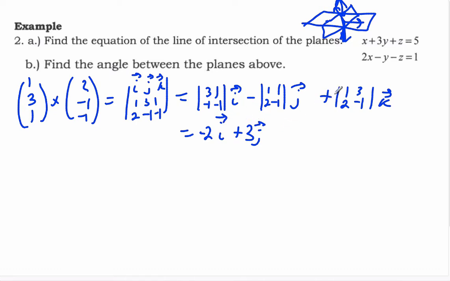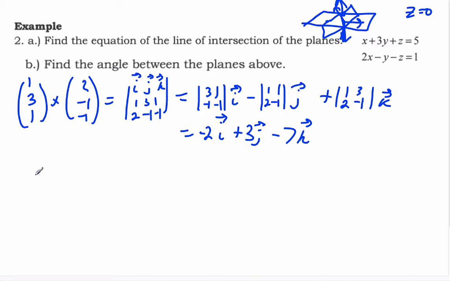And lastly, we've got -1 minus 6 is -7. Okay, so this is the direction vector for the line. And to get a point on the line, we're going to assume that this line touches the xy plane somewhere and takes a value of z equals 0. If that's not the case, you could take y equals 0 or x equals 0. Let's plug in z equals 0 and solve for x and y.